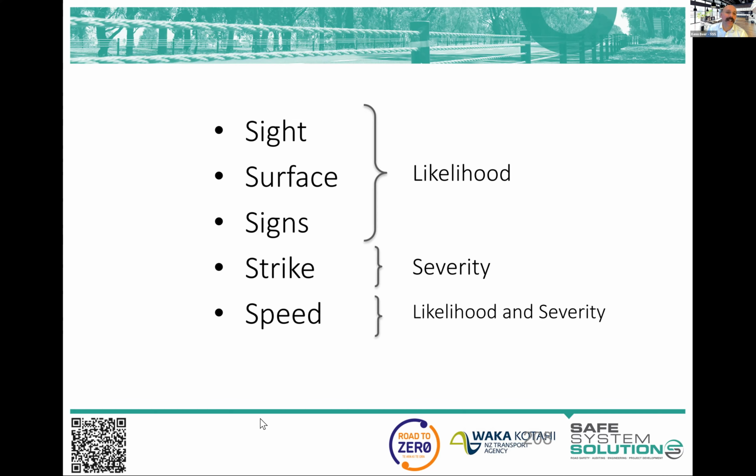And we really see these ones. We've got the sight, the surface, the signs are likelihood factors. The strike, so when motorcyclists are hitting things or things are hitting motorcyclists, that's the severity. And the speed is both the likelihood and severity, because it's the magic thing in road safety. Less chance of crashes happening and less severe when they do.